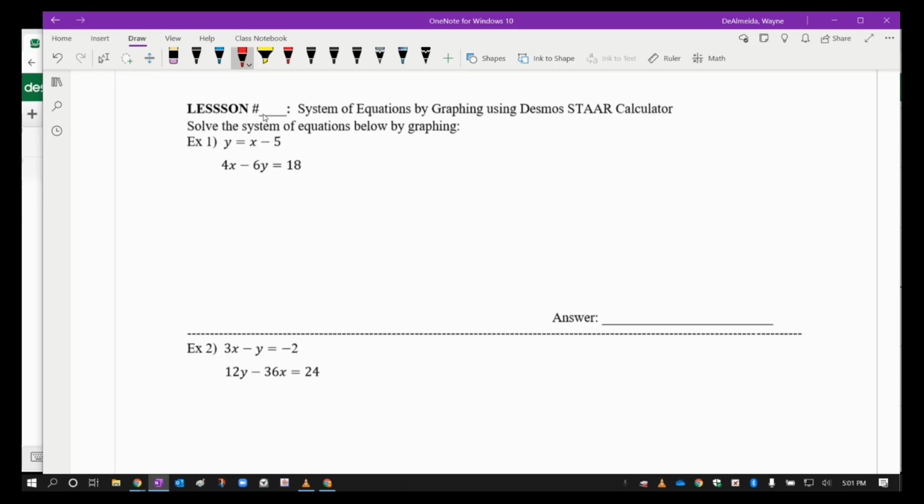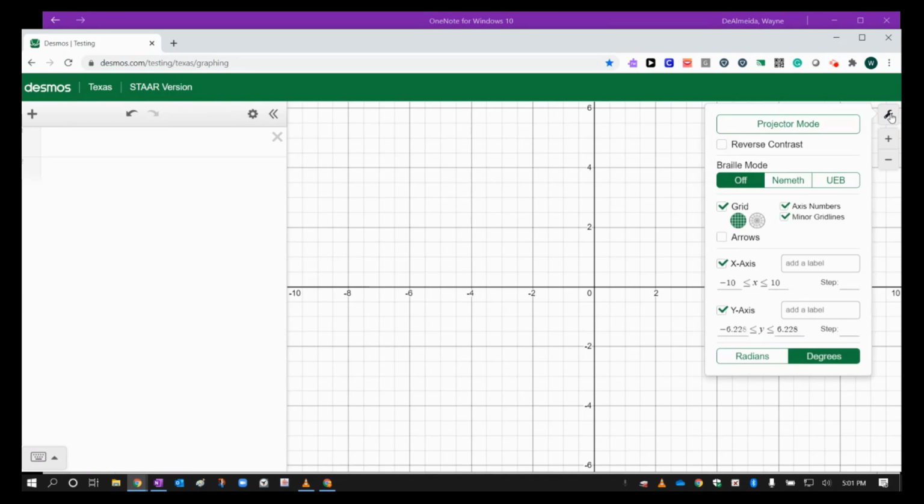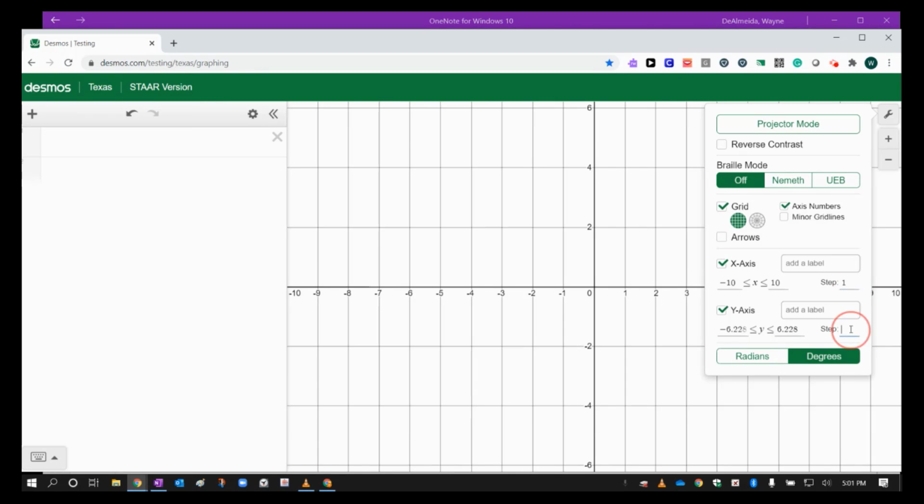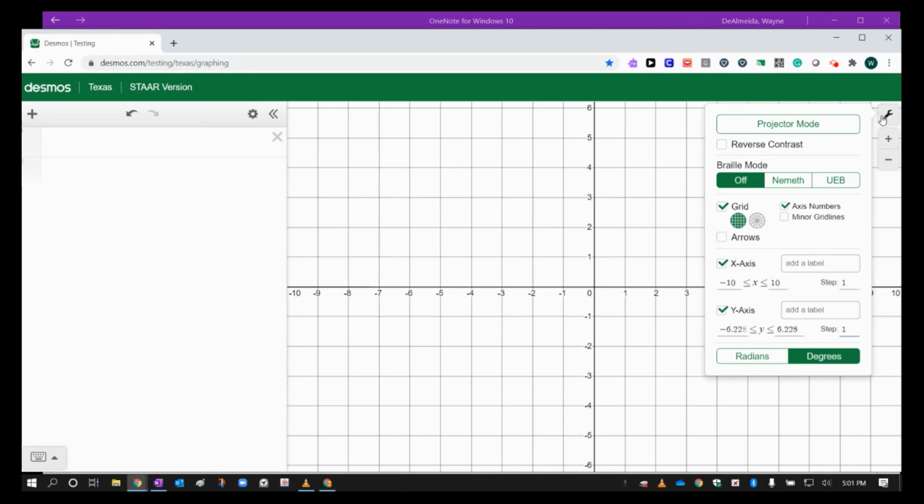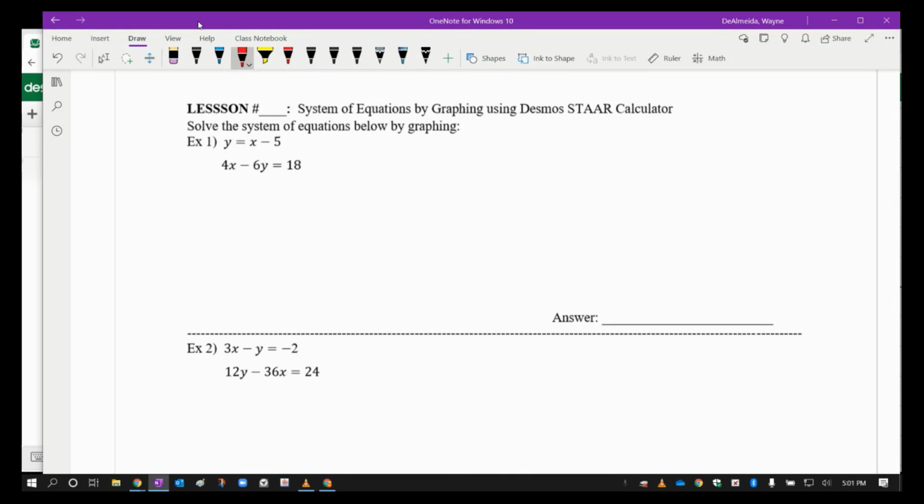Today's lesson is about solving a system of equations by graphing using the Desmos calculator. In order to do that, let's first open the Desmos calculator and remember to go to the tools, unclick the minor grid lines, and make sure the step is 1 and 1. Remember: tools, unclick minor grid lines, change steps to 1 and 1. You should see a graph that looks like this. Now we're ready to start the lesson.